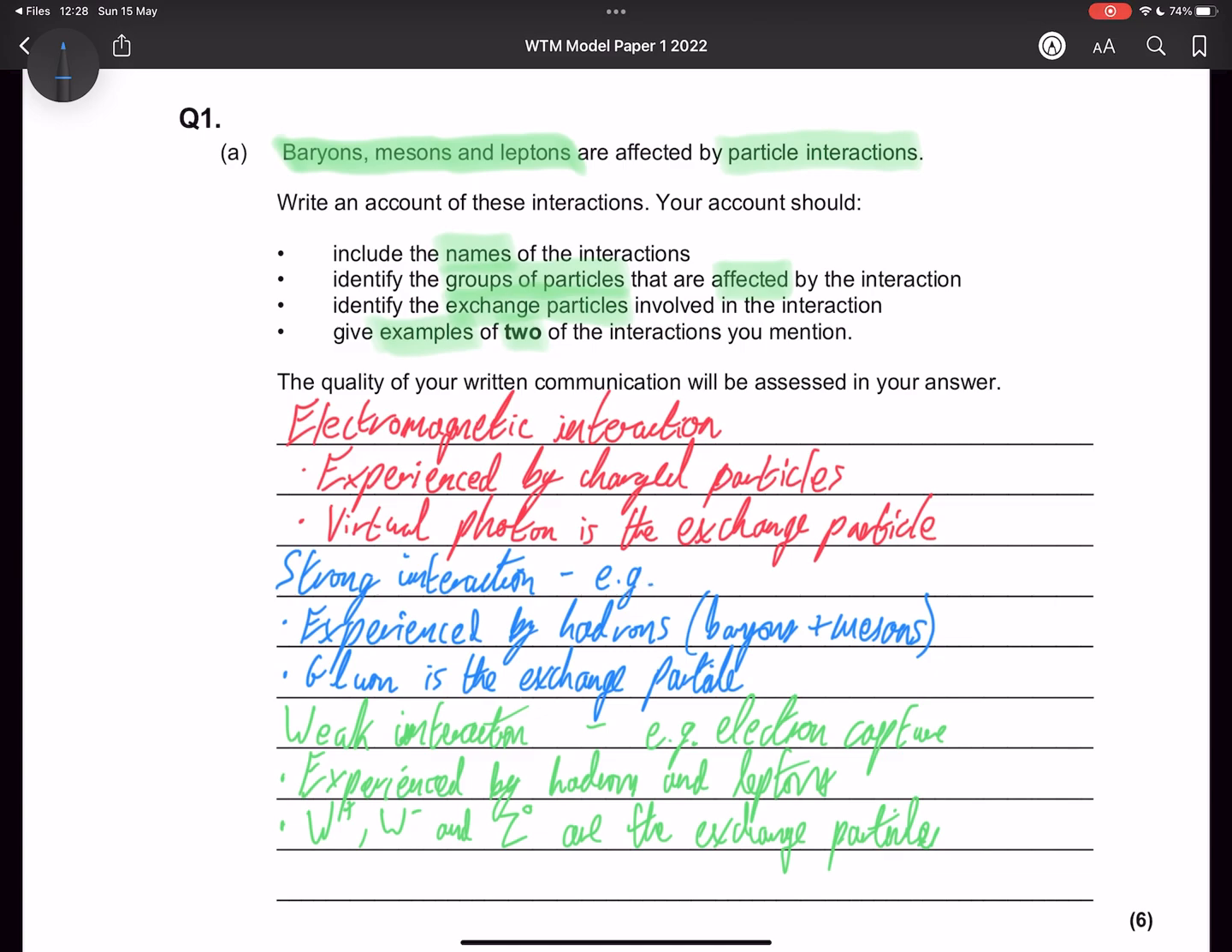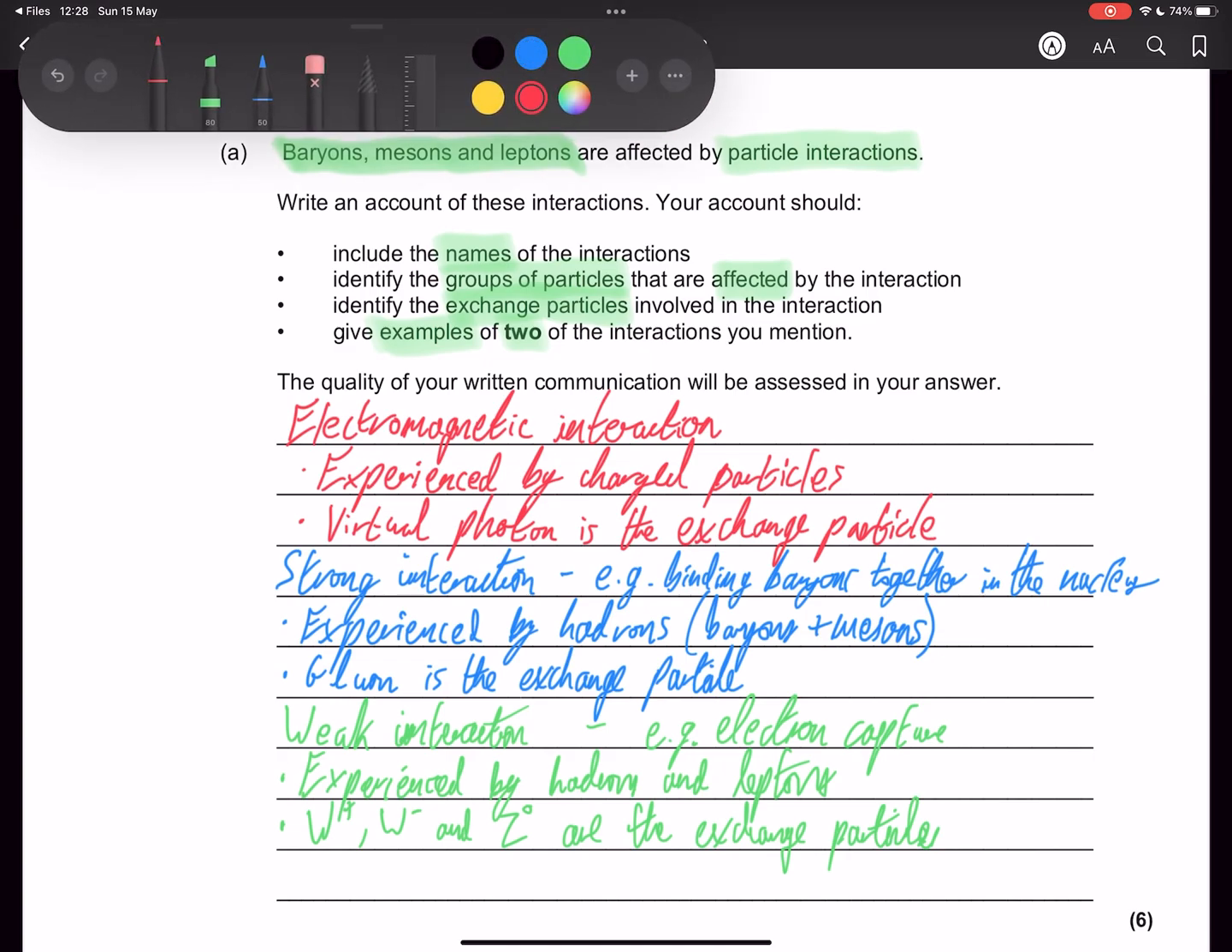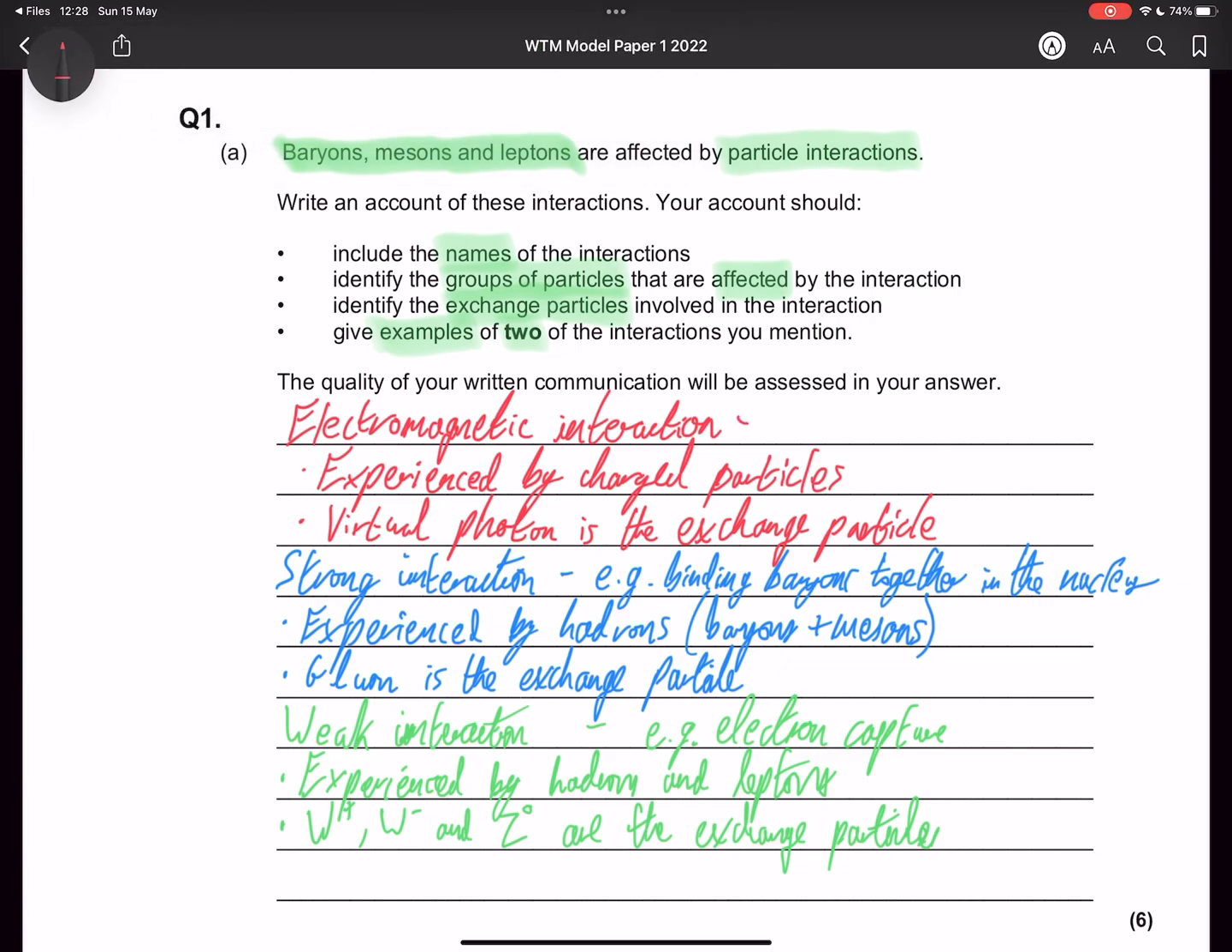Now, for the strong interaction, it's not really possible at this level to give a named interaction like this. So instead, a description is pretty much required. So we know that it is the force that binds the nucleons together. So we're binding baryons together in the nucleus. So there we're effectively using one of those key terms that they mentioned, so it ties it all together quite nicely, just in case the marks are linked to the use of that term.